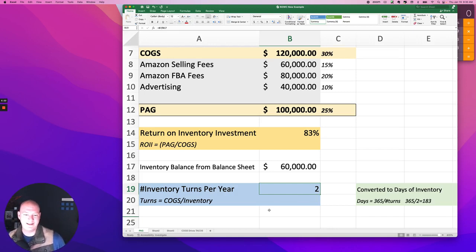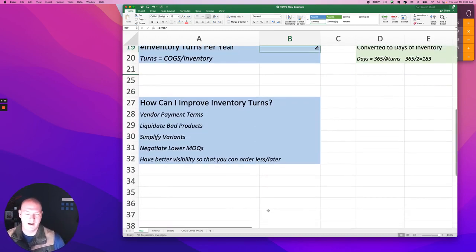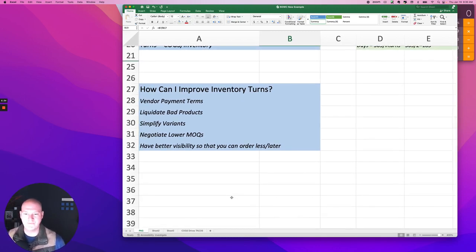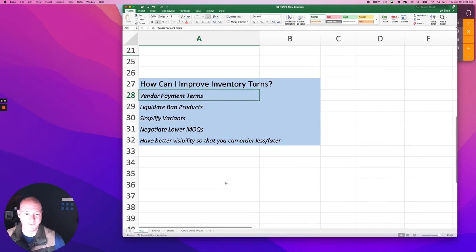So let's say that you calculate your inventory turns per year and you're not happy. You want to find ways to improve it. I want to give you 5 ideas that I have here that you could potentially employ to improve that inventory performance. The first one and the most important one is payment terms. So if I can go to my vendors, my suppliers, my partners, and develop actual partnerships with them and get to where I can pay them later, pay them after the product arrives, or pay them with a smaller deposit up front.